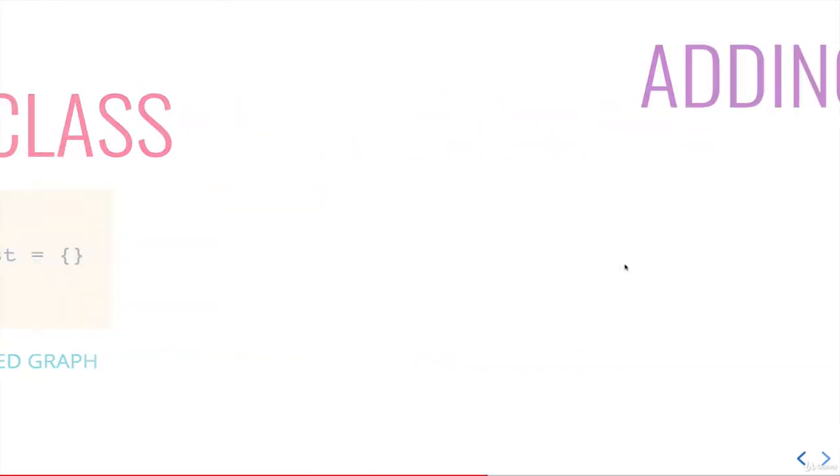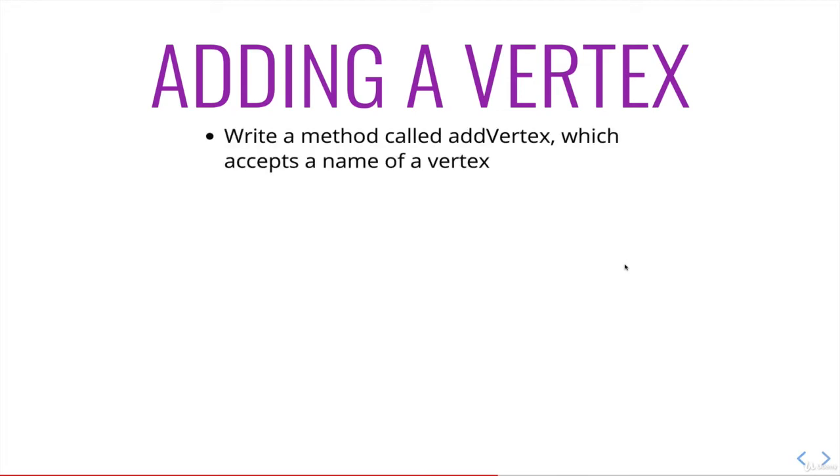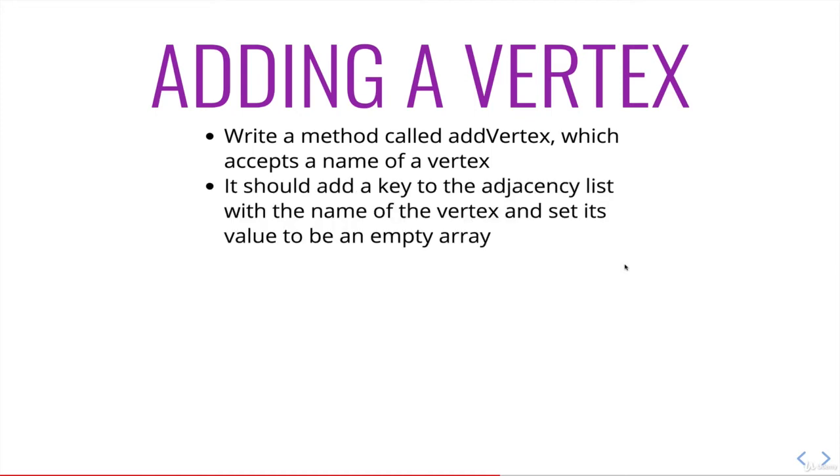So here's our first method. We'll use this as our skeleton. Add a vertex is basically a one-liner. It takes the name of a vertex, whether it's 10 or pineapple or Hawaii, whatever it is, we add that in to our adjacency list. So write a method called Add Vertex, which accepts a name of a vertex. It should add a key to the adjacency list with the name of the vertex, and its value should be an empty array. So we add a vertex first before we can add an edge. There's no connections at this point. We're just adding in a simple vertex.